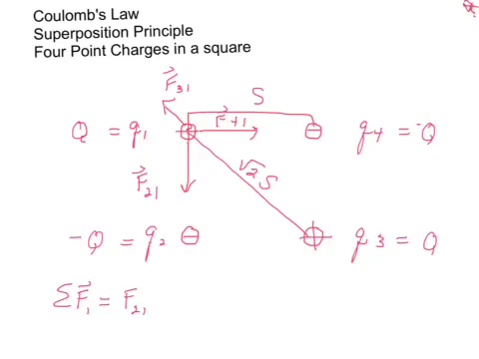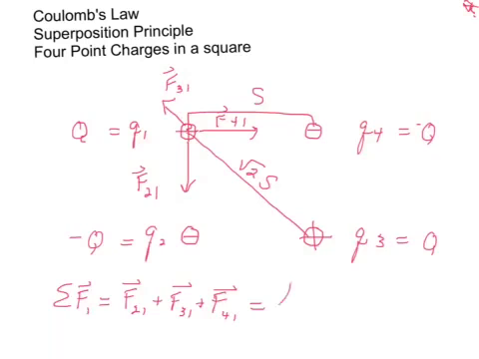F21 plus F31 plus F41. Okay, this gets a little complicated. I'm going to run out of space, but I can move to another slide to finish this if I want to. So F21, let's look at that. We should be able to do this by now. We've done a lot of easier examples. F21 is at a distance S.